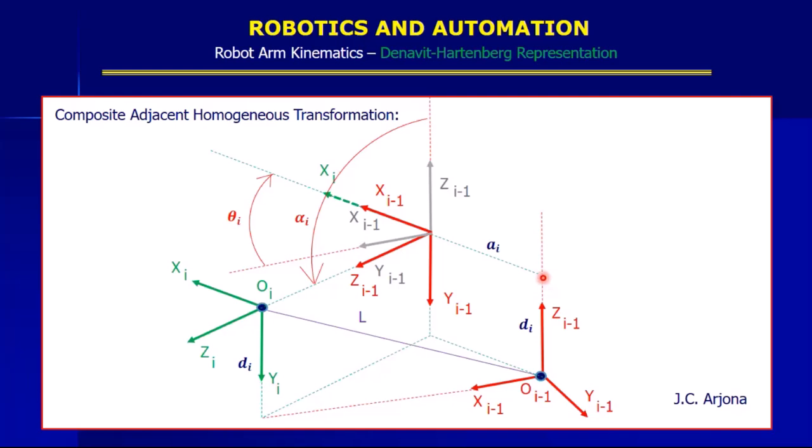While ai is the distance between the two origins along the xi axis, theta i is the angle between the xi minus 1 axis and xi. That is our theta i. While alpha i is the angle where the zi minus 1 axis approaches the zi axis. This is the zi axis.